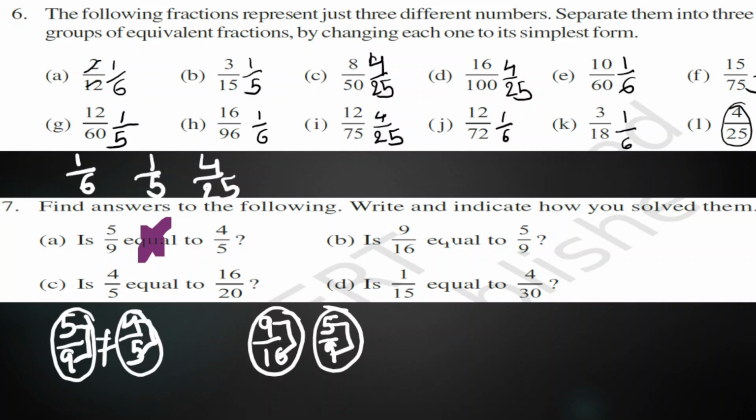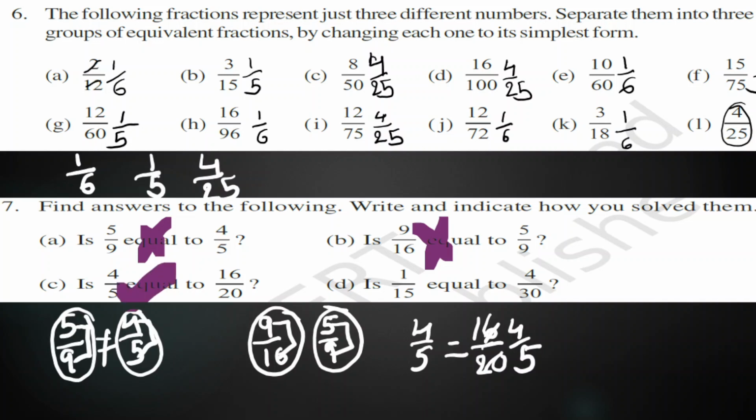So these are not equal fractions. And is 4 by 5 equal to 16 by 20? Let me write this 4 by 5 and 16 by 20. And this 16 by 20 has common factors. Let me write the simplest form of this. Here 4 becomes the HCF, so this is 4 by 5. The simplest form of 16 by 20 is also 4 by 5. So these are equal fractions.